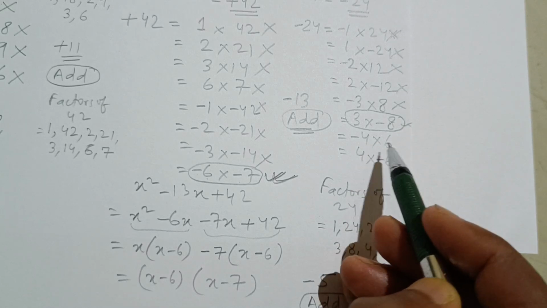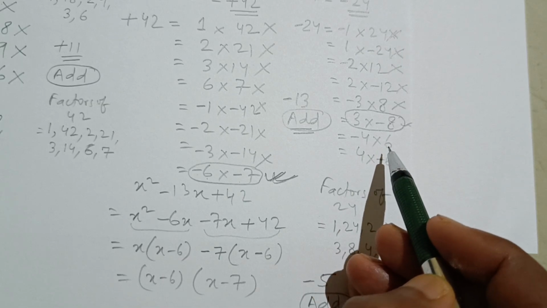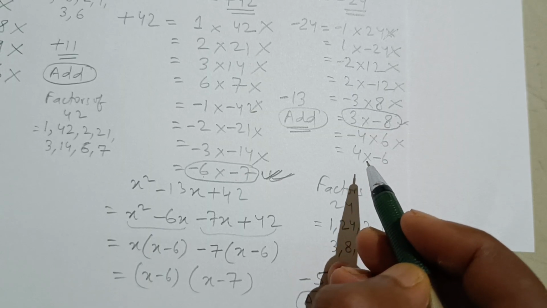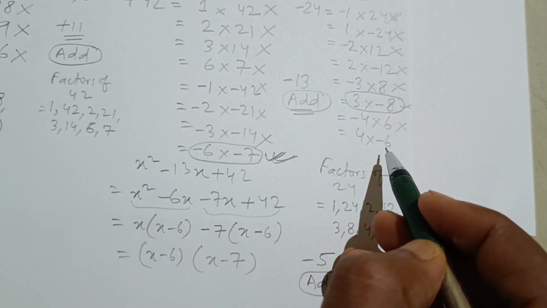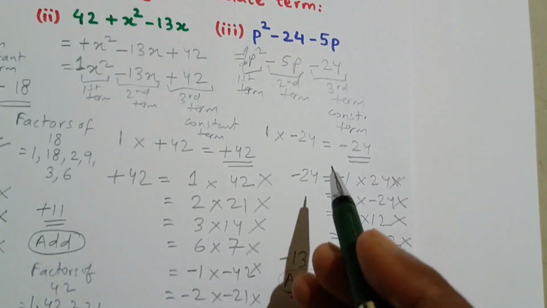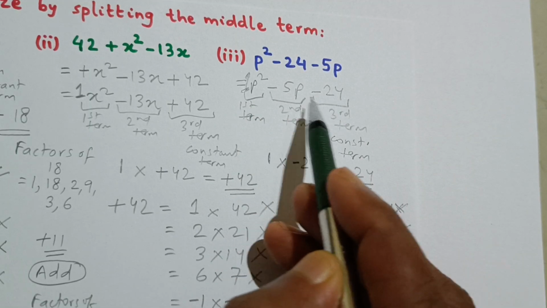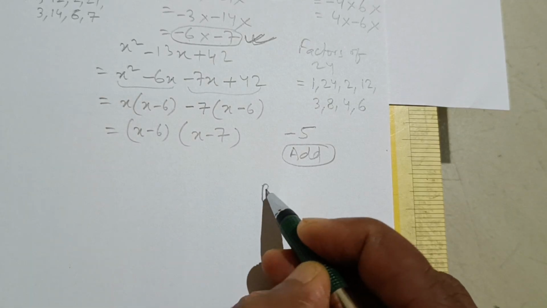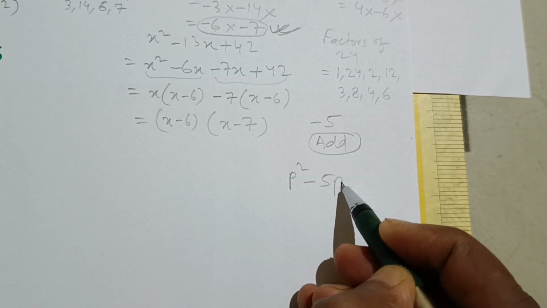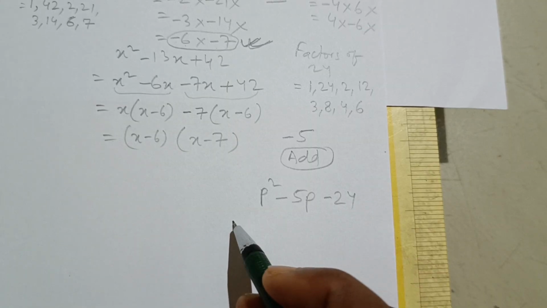You can check these two also, but they won't satisfy. Minus 4 and 6: minus 4 plus 6 is plus 2. I want minus 5, so not this. And 4 and minus 6: 4 minus 6 is minus 2. No, I want minus 5. So the pair is 3 and minus 8. Now I will write down this given quadratic polynomial, p square minus 5p minus 24. Let me do it over here. So p square minus 5p minus 24. Okay. Now first term.